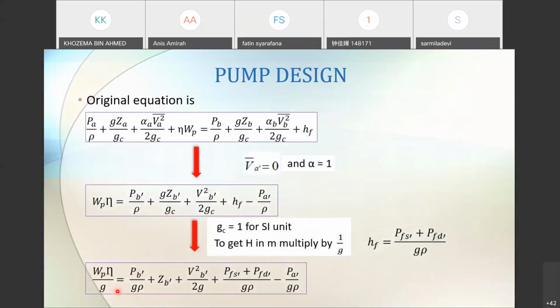So now, going back to our original equation, we already said that this is SI unit, so we can just ignore the GC value, and then we know that VA is 0 and alpha is equal to 1. So we rearrange this equation and we get this kind of equation. We have eliminated the value of VA, and I also have eliminated the value of ZA.